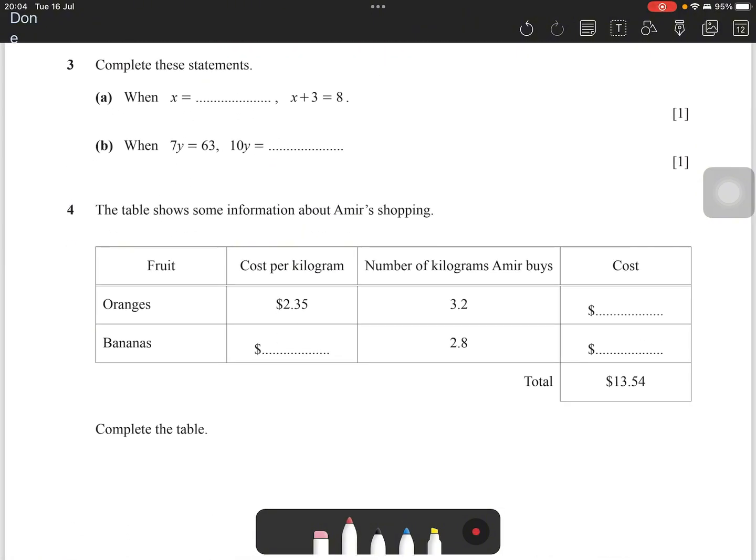Question 3. Complete these statements. A. When x equals something, then x plus 3 equals 8. To find x, we can subtract 3 from both sides. So the answer is 5. B. When 7y equals 63, to find the value of y, we'll divide both sides by 7. So y equals 9. Then 10y will be 10 multiplied by 9 equals 90.